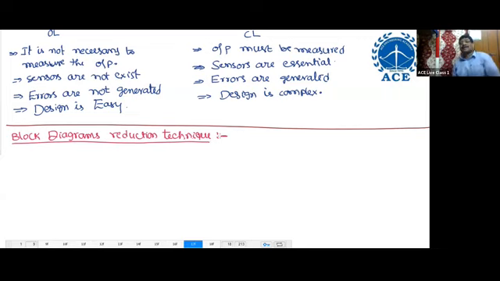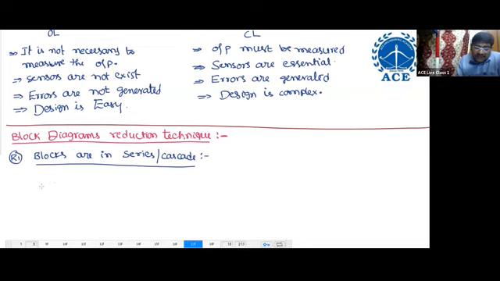Block diagram reduction technique. First reduction technique: blocks are in series, or cascade.